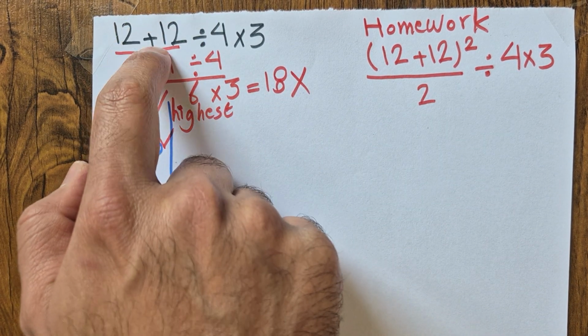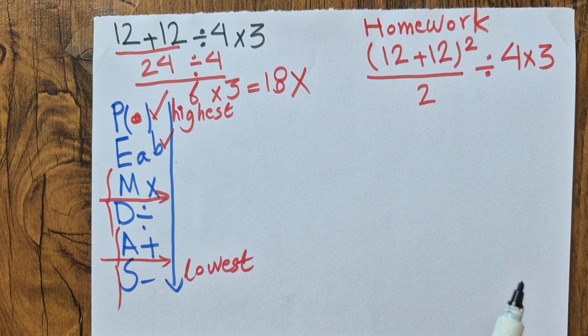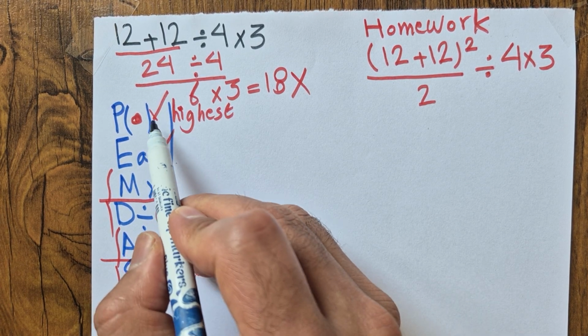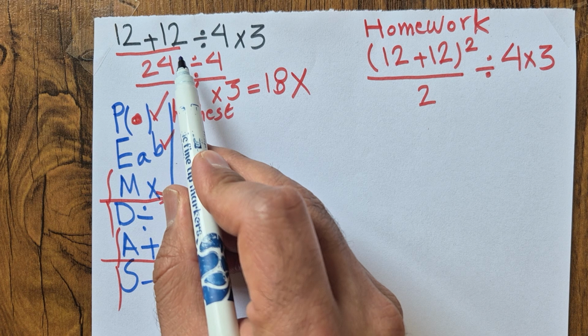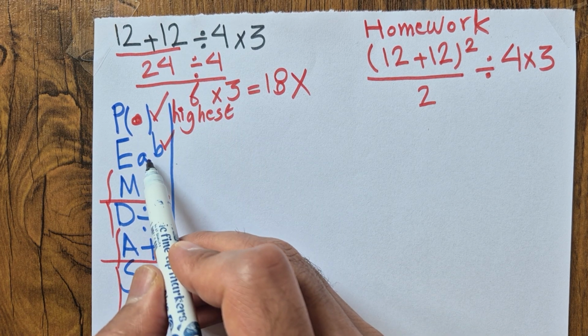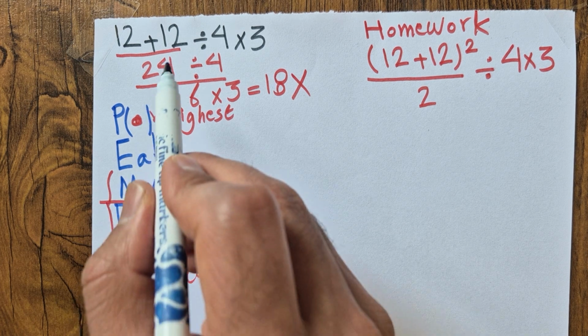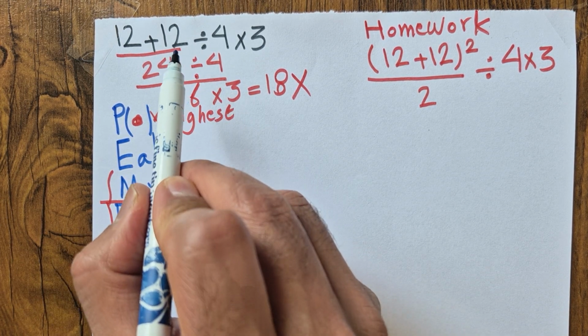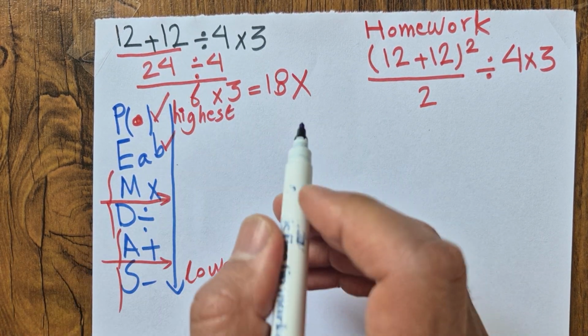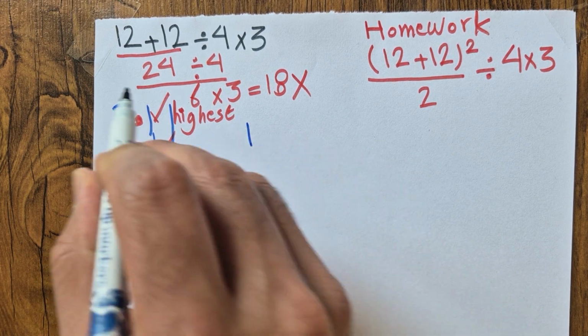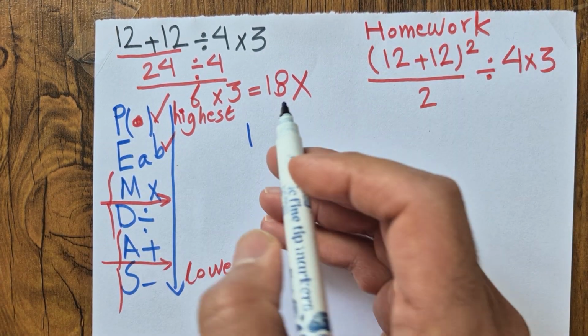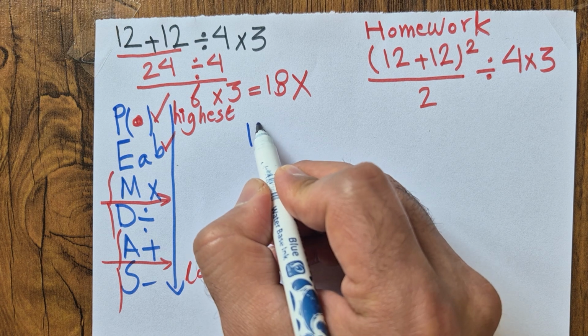That being said, let's do the original expression. Do we have any parentheses? No. Is there any exponents? No. Is there any division or multiplication? Yes, there is. And we must go from left to right. So let's write, before doing anything else, we must do division and multiplication.